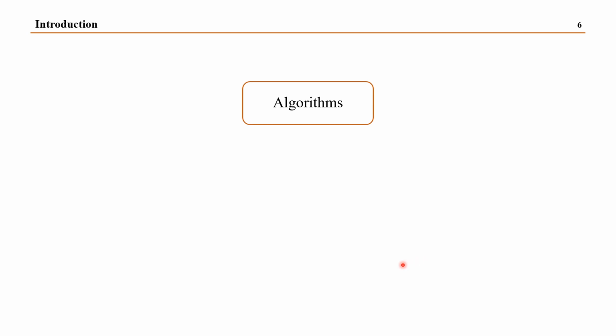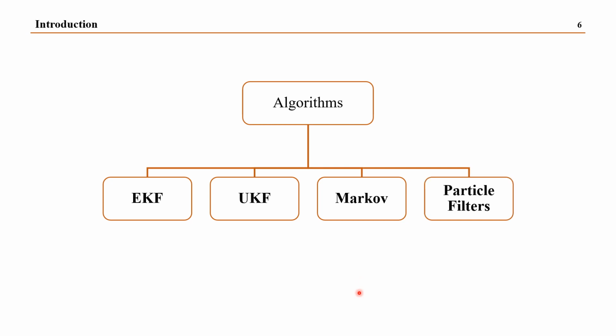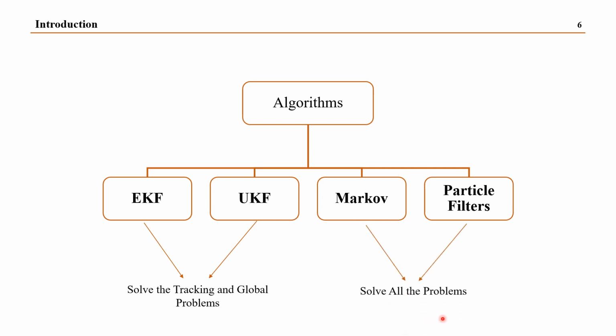Now, there are actually several algorithms that could be used to solve the localization problem. We have the EKF, the extended Kalman filter, the unscented Kalman filter, the Markov formulation, and particle filters. Now, both the EKF and the UKF solve the tracking and the global problems. They are unable to tackle the kidnapped robot problem, while the Markov and particle filters can actually solve all of these problems together.